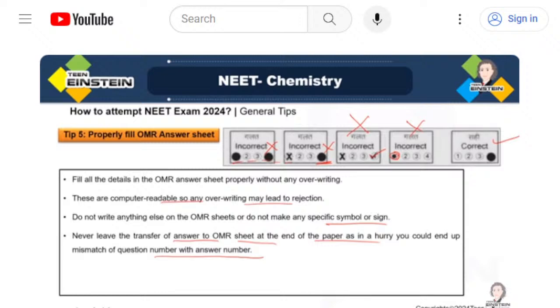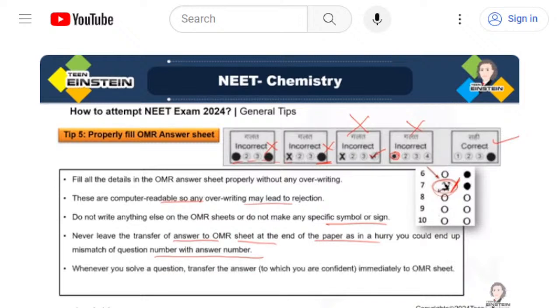Directly put the answers in the question paper for which you are sure, and do not scratch the paper, not at all, because that may also lead to rejection. Whenever you are solving a question, transfer the answer about which you are confident immediately to the OMR sheet. Don't leave it in the rough work and don't think, I will come back to this. That theory is only for those questions with which you are not comfortable or confident. But when you are confident, directly put it in the OMR sheet.